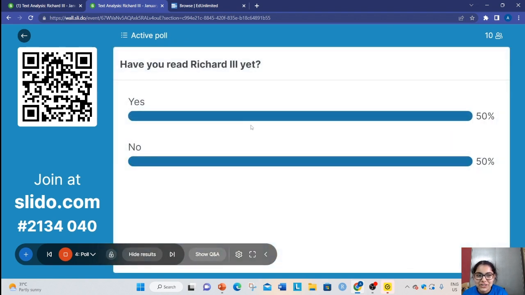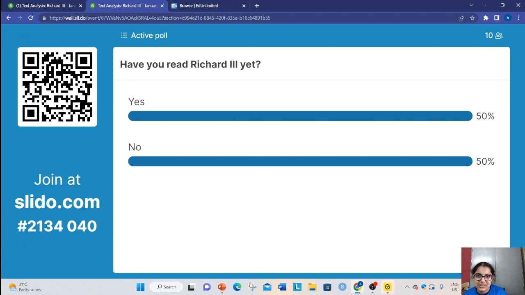Okay, have you read Richard III yet? Thank you if you've already read it. Remember, this is anonymous. The poll just allows me to have a good idea of where we are at and to gauge how you guys are going with everything, so do fill them out. Now, have you read Richard III yet?